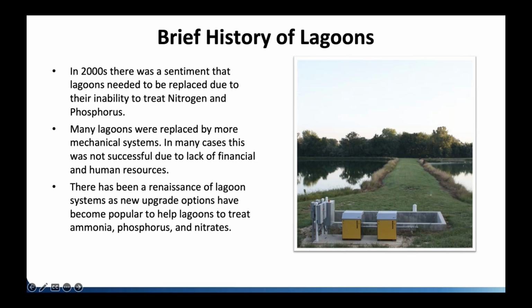We have seen a number of different manufacturers, including Triple Point, working on providing upgrade solutions for ammonia, phosphorus, and ultimately total nitrogen potentially. This picture shows one facility in Missouri that we upgraded to help them meet an ammonia limit. That's becoming more and more popular and getting more and more traction, and you're starting to see that more and more.